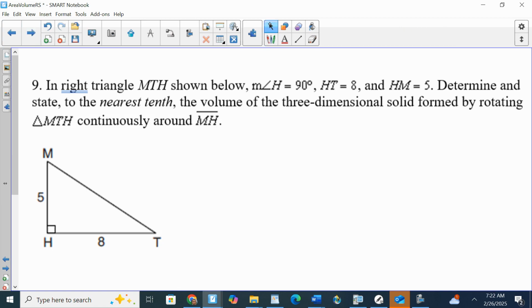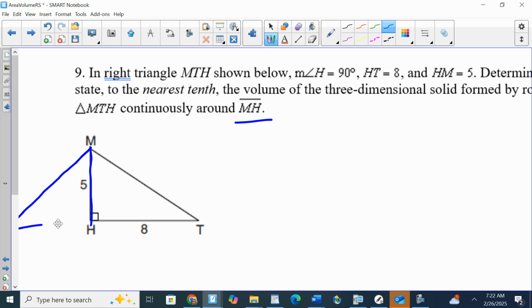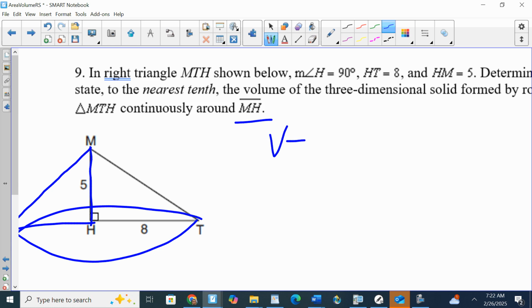3D rotations. It wants me to rotate this thing around MH. So I reflect it over MH, and then I connect with curves. I have a cone. Volume of a cone is 1/3 pi r squared h. Again, just refer to the list that you've created.